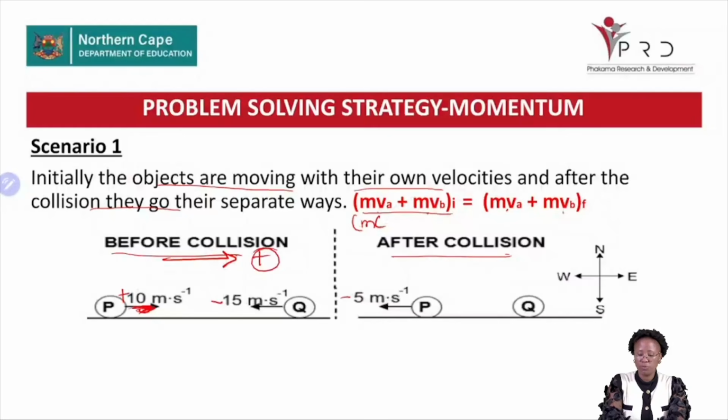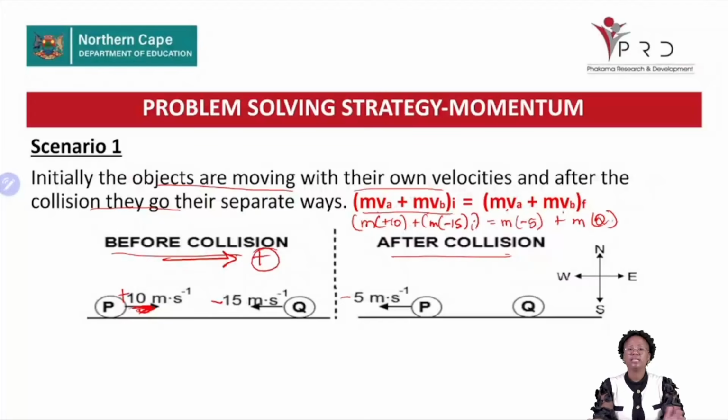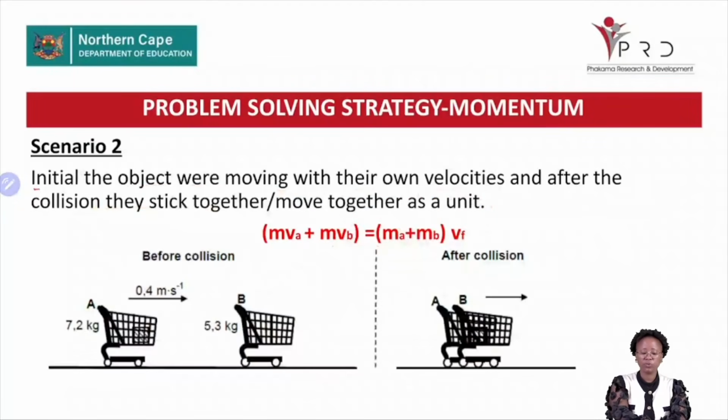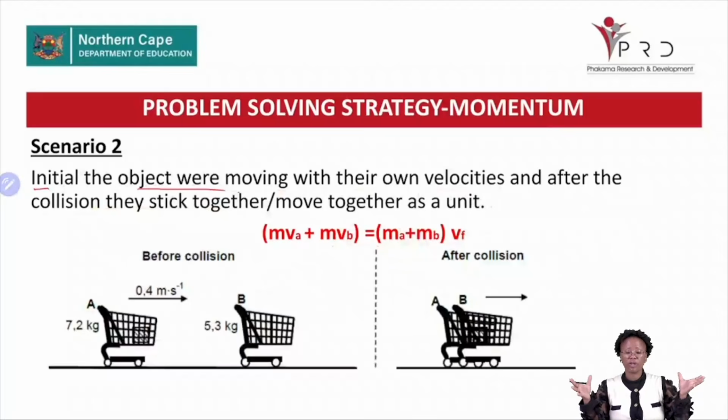So P will be positive 10 plus M, and then B will be negative 15, right? And then equals to, these are all initial, the mass of P is going to be negative 5 plus M into the Q, okay? That is what you are looking for. And then the rest is the relationship between you and your calculator. The most important part under momentum is if you can substitute with the correct direction and correct formula used.